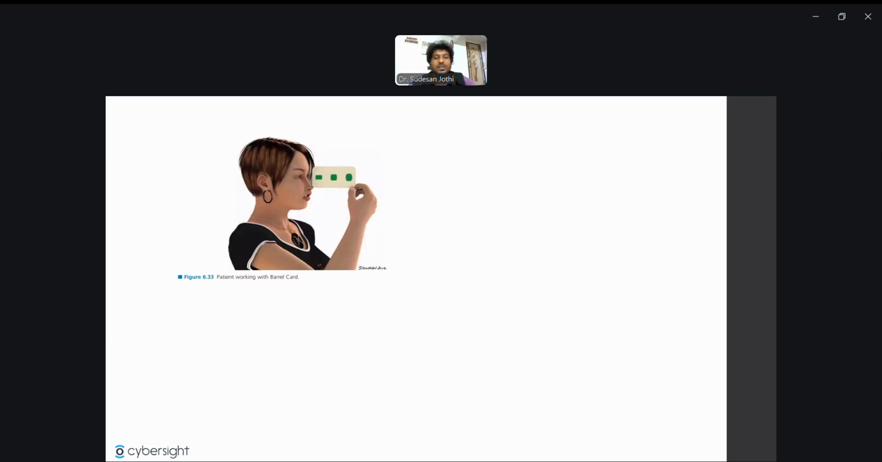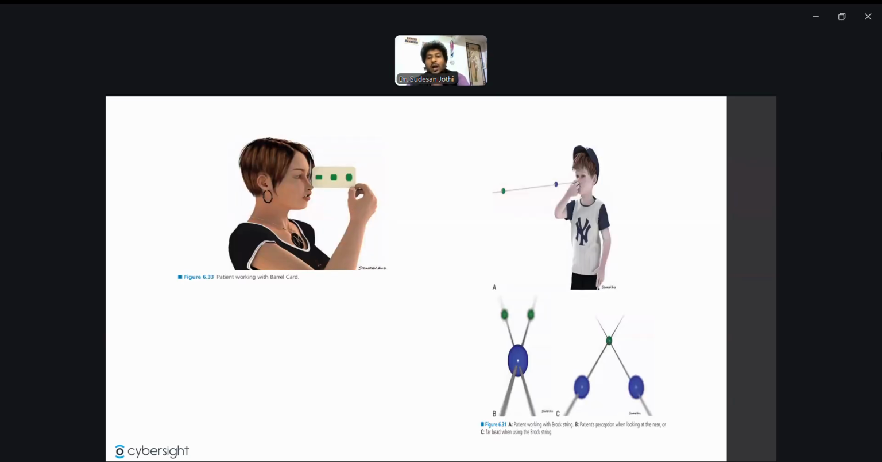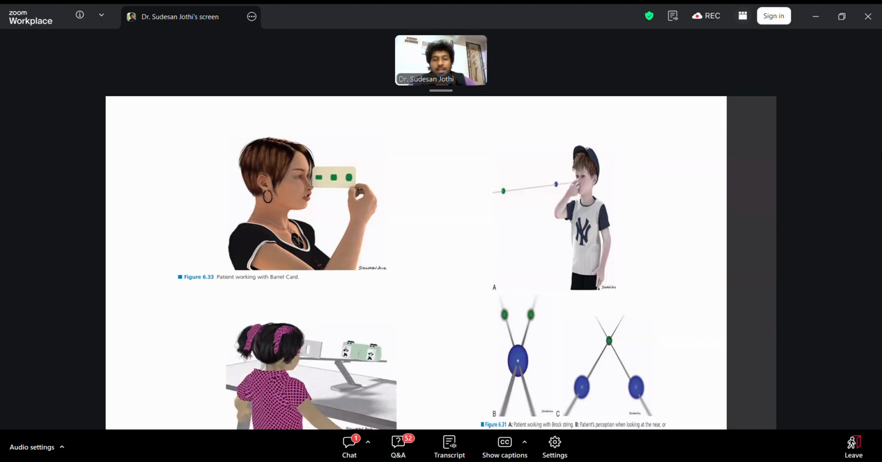And these are the pictures of a Brock string and barrel cord. You can see the picture of patients with Brock string training vision therapy and a barrel cord. And you can see the aperture rule for convergence therapy.